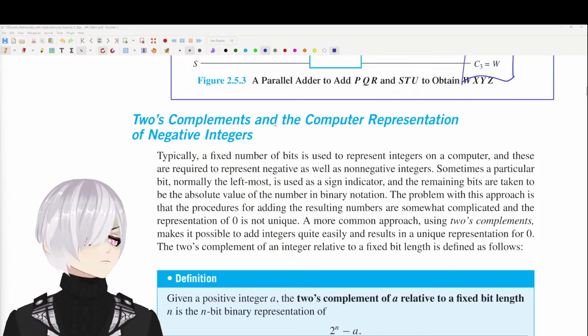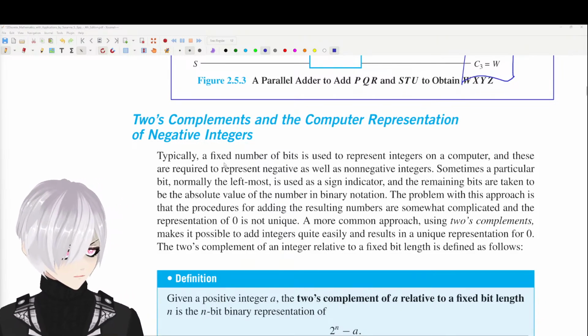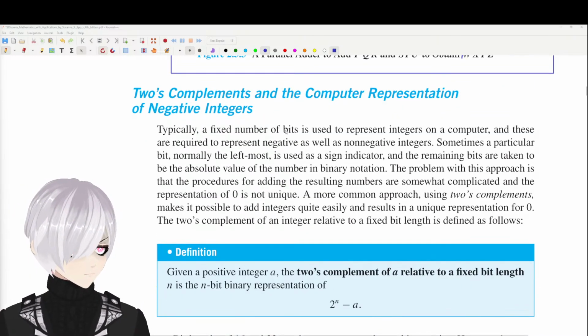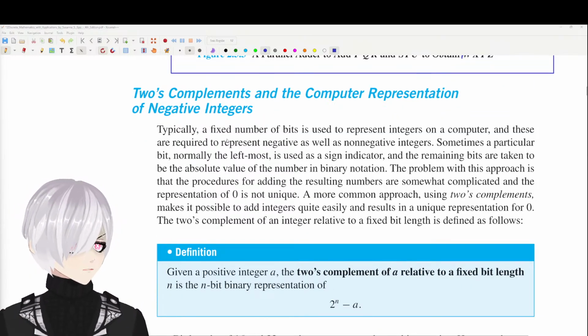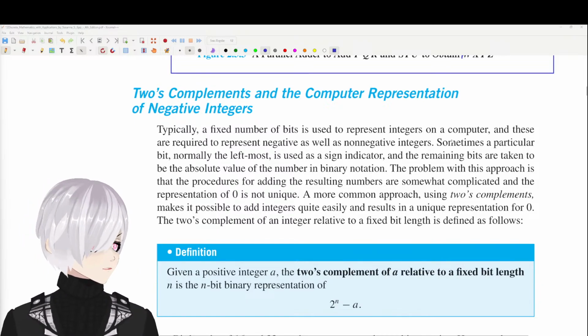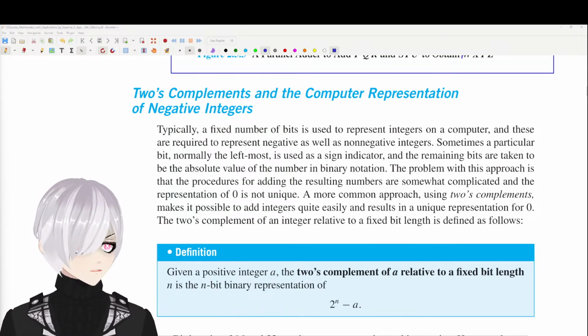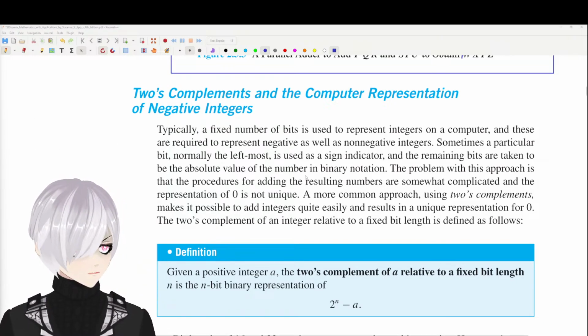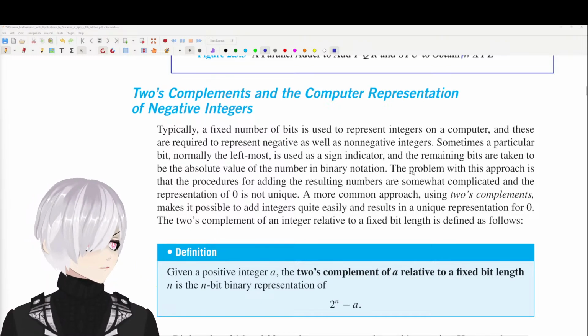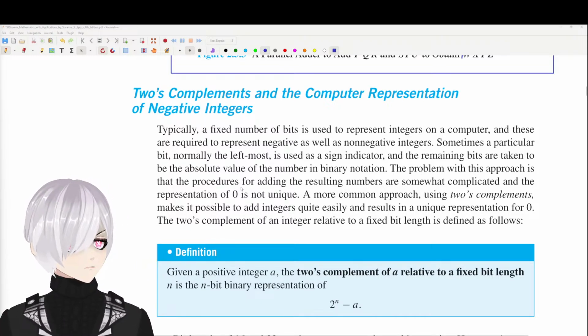Two's complement in the computer representation of negative integers. Typically, a fixed number of bits is used to represent integers on a computer, and these are required to represent negative as well as non-negative integers. Sometimes a particular bit, normally the leftmost, is used as a sign indicator, and the remaining bits are taken to be the absolute value of the number in binary notation. The problem with this approach is that the procedures for adding the resulting numbers are somewhat complicated, and the representation of zero is not unique.